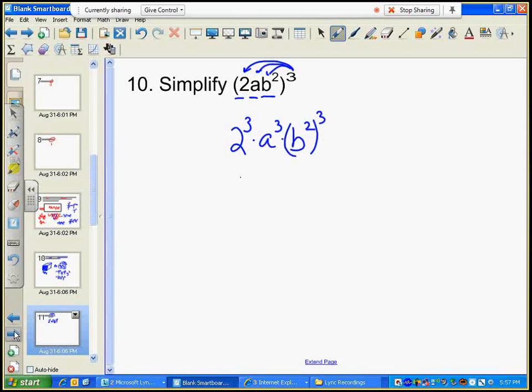Okay, but first I'll have 8 times a cubed times, here we go, b to the 2 times 3, which is 6. So my answer is 8a cubed b to the 6th power. Simplified.